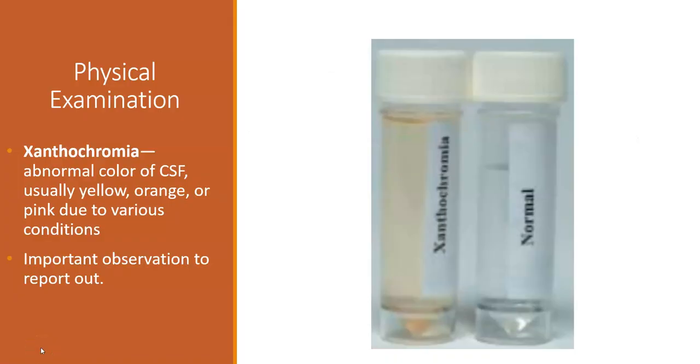During the physical examination of urine, you need to look at the color. And the term xanthochromia is an abnormal color of CSF, and it's usually yellow, orange, or pink. And it's due to various conditions. For example, if a patient has hepatitis, it will be very, very yellow because of the bilirubin.